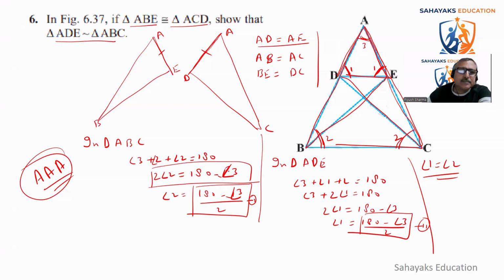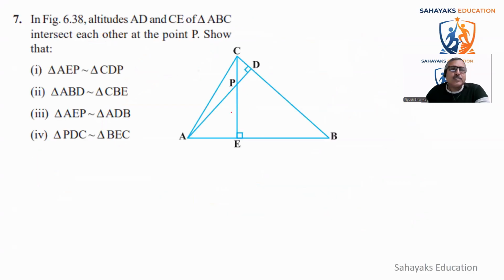Okay, so coming to the next question. In figure 6.38, altitudes AD and CE intersect at the point P. This is the point P where they intersect. Show that triangle AEP is similar to triangle CDP. I'm just making these triangles separately.